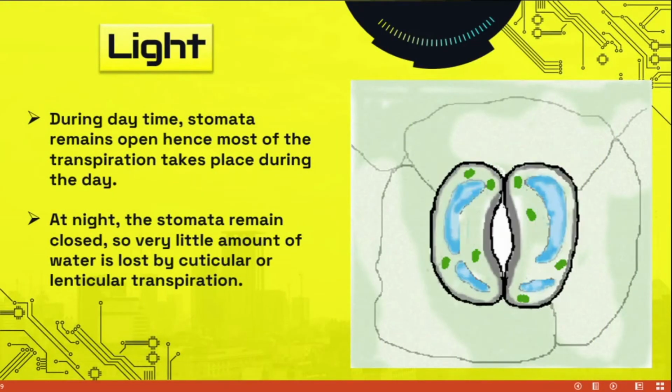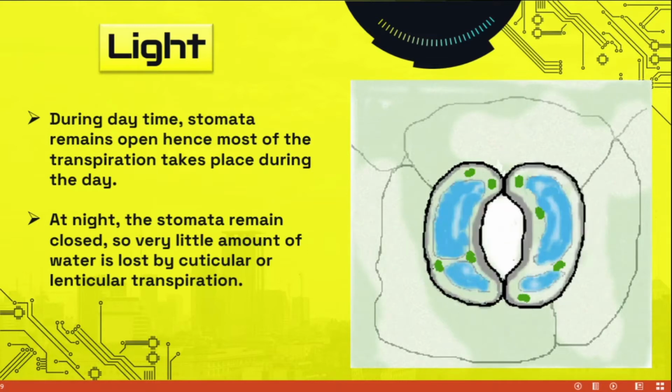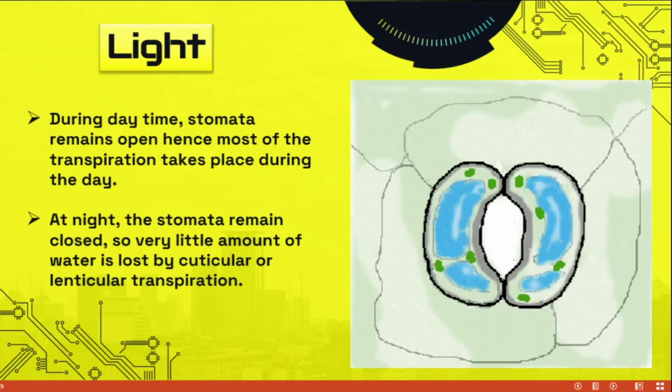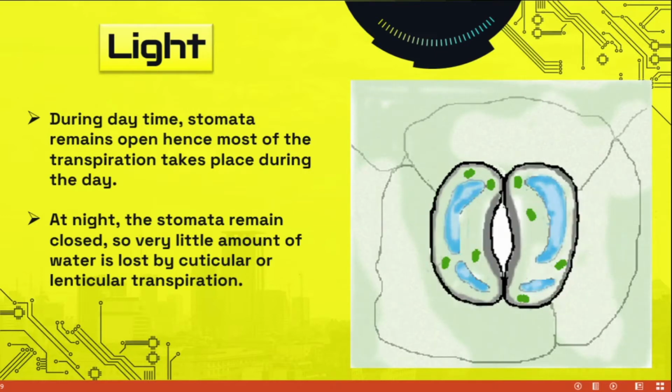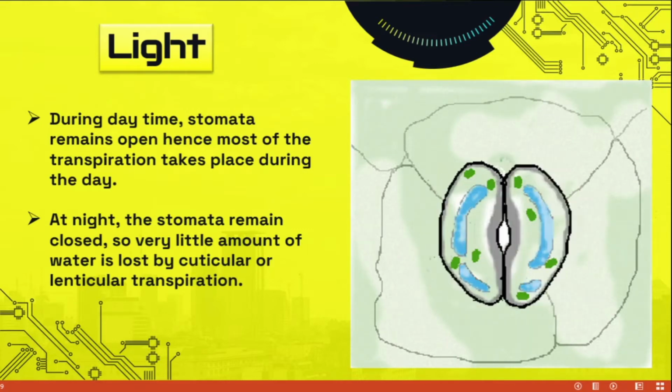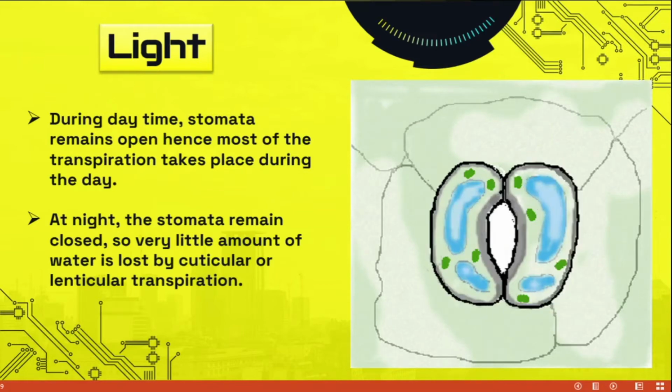Next, light. During the daytime, the stomata open, so through the stomata transpiration takes place. But during the night time, they are completely closed. Even then, transpiration takes place in the plant through the cuticle and lenticel.